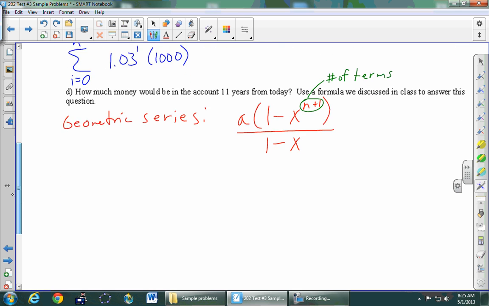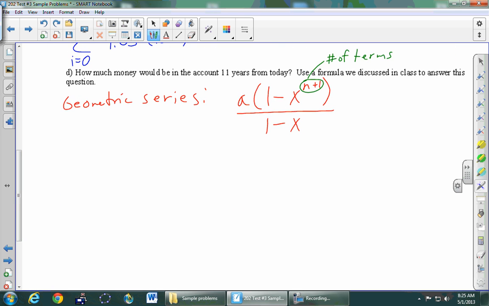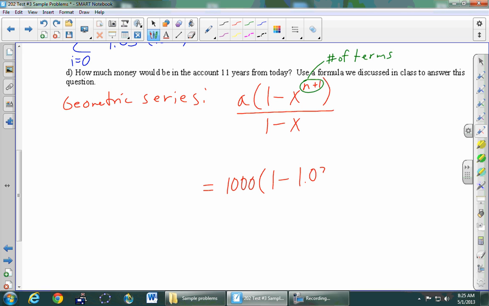In our case, we need to go 11 years from today. So that's the value of n. Let's plug everything in here. a is the first term. That's 1,000. 1 minus the common ratio. We kept multiplying by 1.03 in this series. When n is 11, n plus 1 is 12. And then we divide by 1 minus the common ratio. So this is what we need to calculate. So let's do that now.